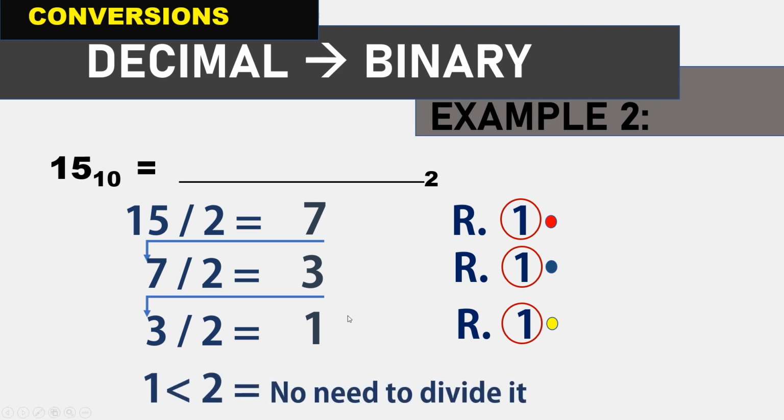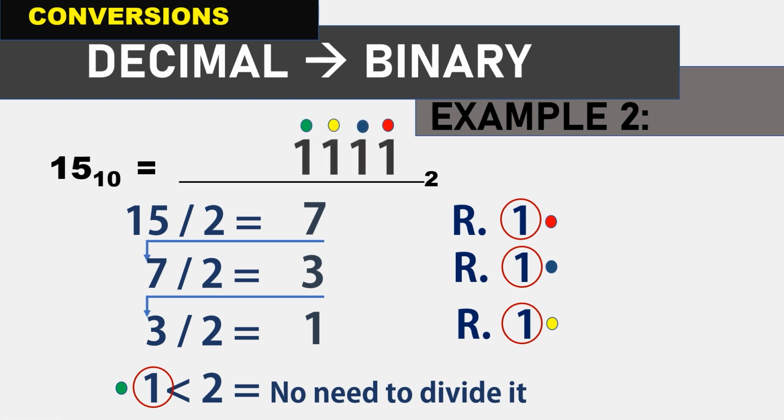So we have now the last digit, which is 1. We do not need to divide it since 1 is less than 2. So I mark this one as green. Okay, so we have now red, blue, yellow, and green. So you're going to write it in this way.